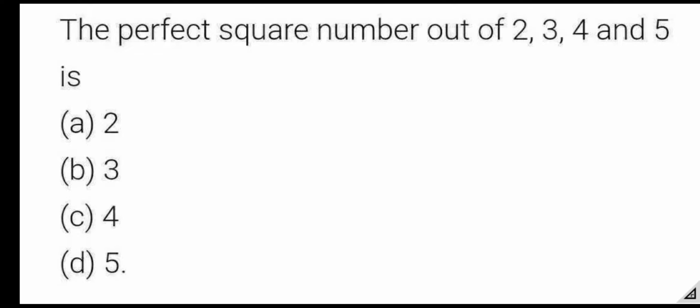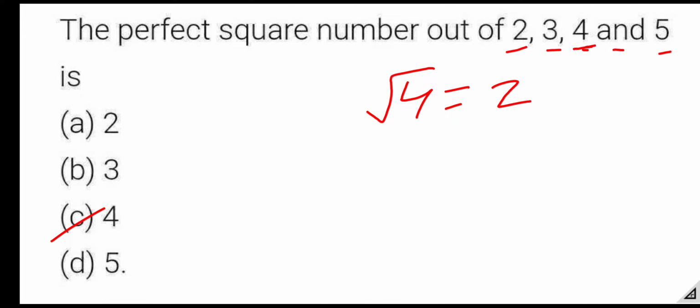Next question. The perfect square number out of 2, 3, 4 and 5 is, now clearly the perfect square number is 4 because the square root of 4 is equal to 2. So the answer is 4. That is, option C is right.